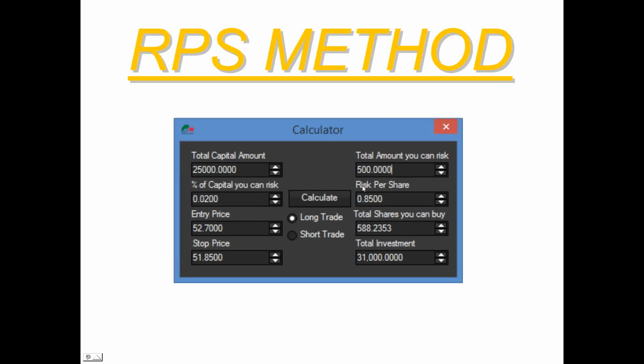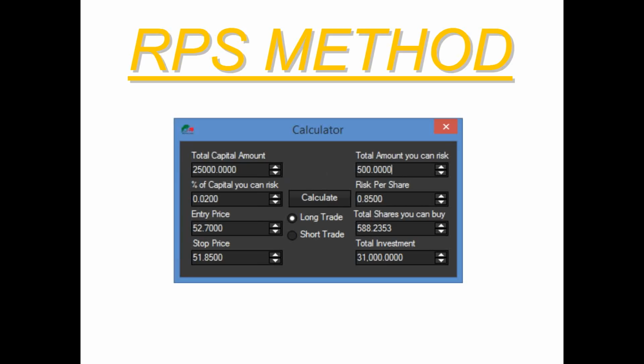Now, what does that come out to in terms of how many points you're risking? Well, you're going to be risking 85 cents, not even a full point, because if you entered at 52.70 and exited at 51.85, you're only risking 85 cents. So it calculates that you could buy 588 shares. That's great. This is the way most traders jump in. They go, that's great, so I'll just round that out to 600.